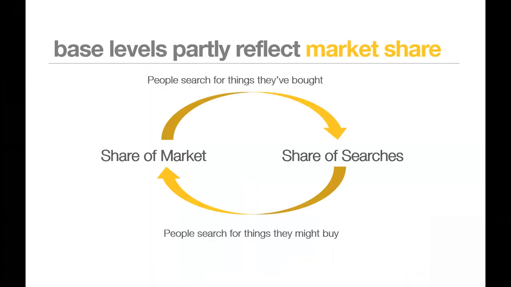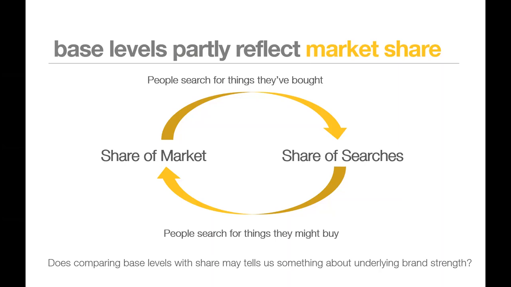And then that is in turn partly a reflection of the size of the customer base. Remember in part one, I said there's this dual causality between share of search and share of market. People search for the brands they already own or that they've already bought, but they also search for the brands that they might buy in the future. Now, I think comparing the base level of share of search with the actual size of the customer base may tell us something about the underlying strength of the brand, from things like product quality or perceived product quality, word of mouth, and so on.